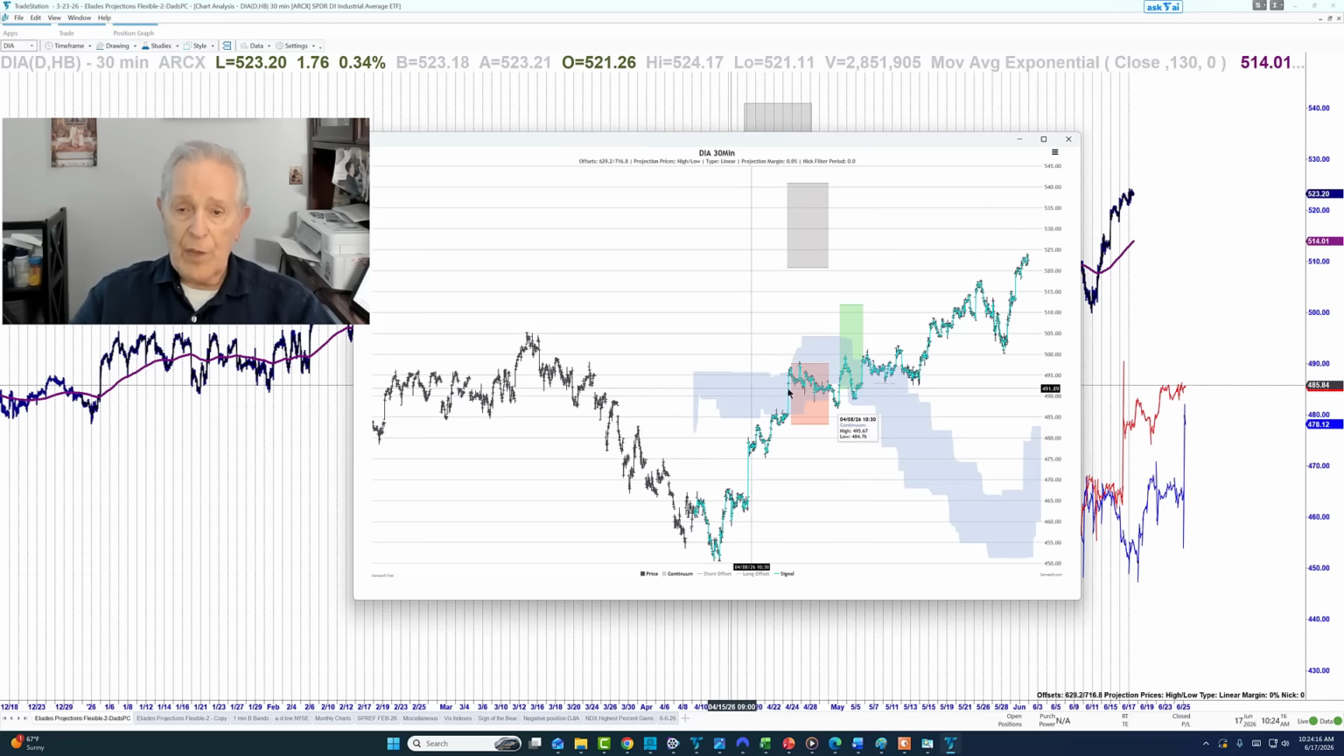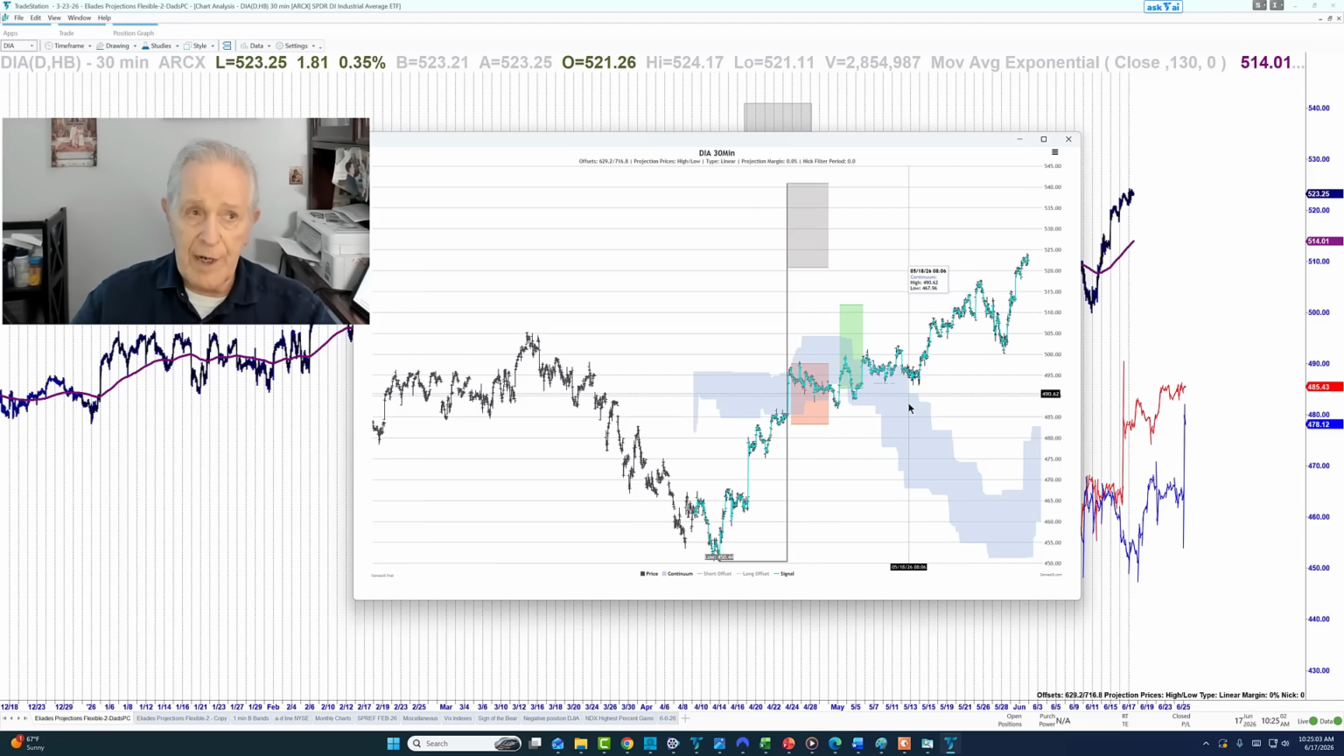This is what we call the continuum, this gray area here. And the low side of a projection would be the entry into the gray area from below. The high side of a projection would be judged by where it exited the continuum. But you can see we got a projection initially here, okay? That's around the middle of April. We got this upside projection.